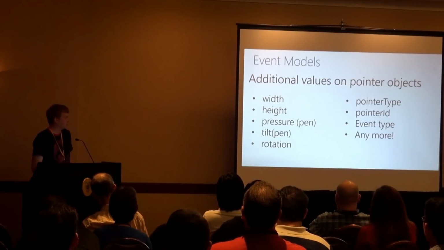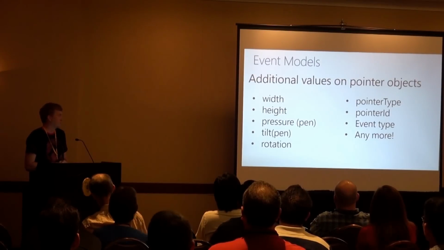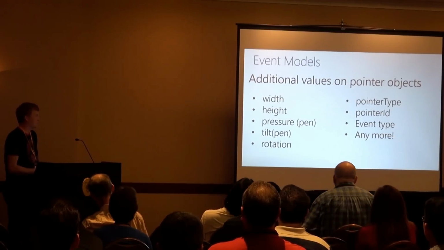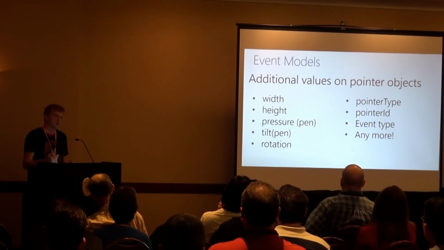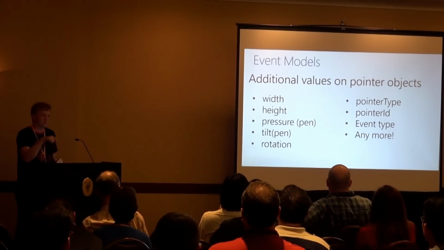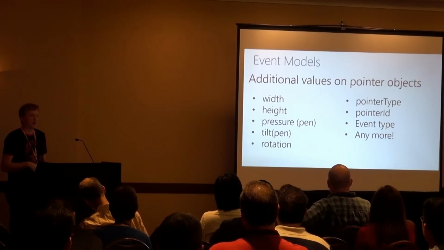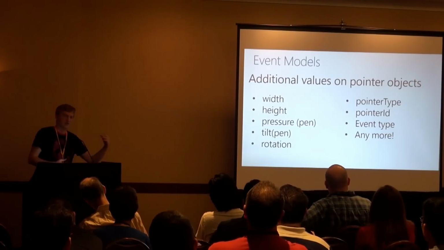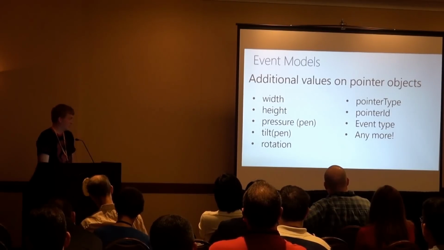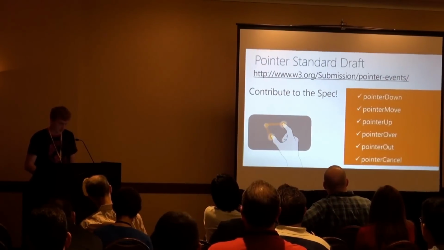Along with that, there's also some additional information inside of the event model that comes with the pointer. You have information, and this is going to be dependent on some of the hardware that supports it, like the width and the height of the touch point, so you can measure how high and how wide it is, pressure that you get from a pen, tilt of that pen, rotation, pointer type. So I know from a pointer I can look at the type and say, okay, that's a finger touching the screen, or that's a mouse being clicked, or that's a stylus being used. Event type and many other attributes.